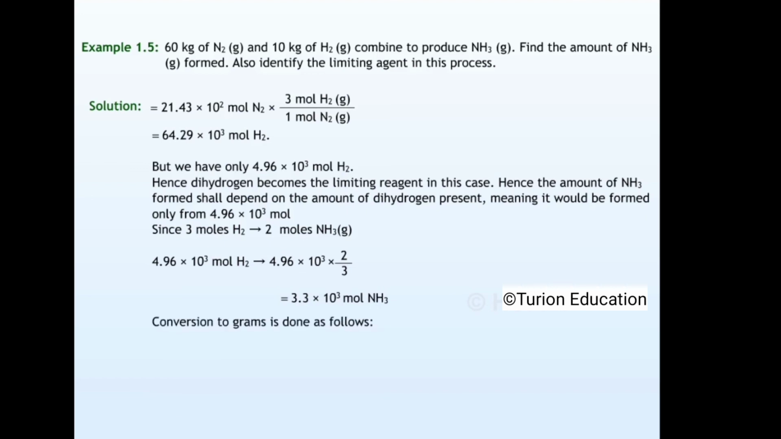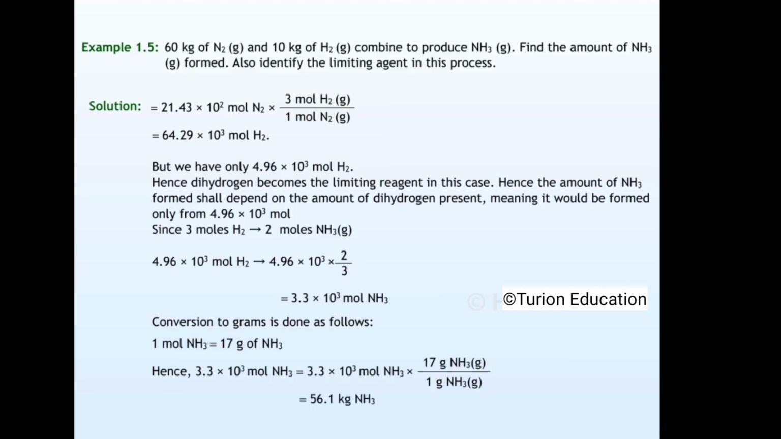Conversion to grams is done as follows. 1 mole NH3 equals 17 grams of NH3. Hence, 3.3 × 10^3 moles NH3 equals 3.3 × 10^3 × 17 grams NH3/1 mole NH3 = 56.1 kilograms NH3.